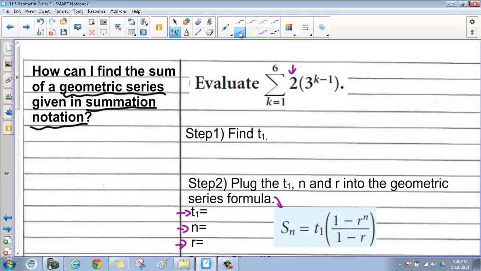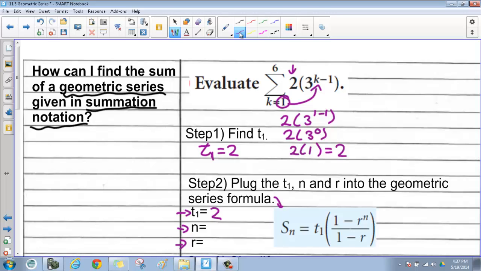If it's not, what you need to do is take this 1 and plug it in for this k right here. That's our first term. So we have 2 times 3 to the 1 minus 1, which is 2 times 3 to the 0. And remember what something to the 0 power is? Almost anything except for 0 to the 0 power is 1. So we really have 2 times 1, and that tells us our t sub 1 is 2. We'll put that down here.